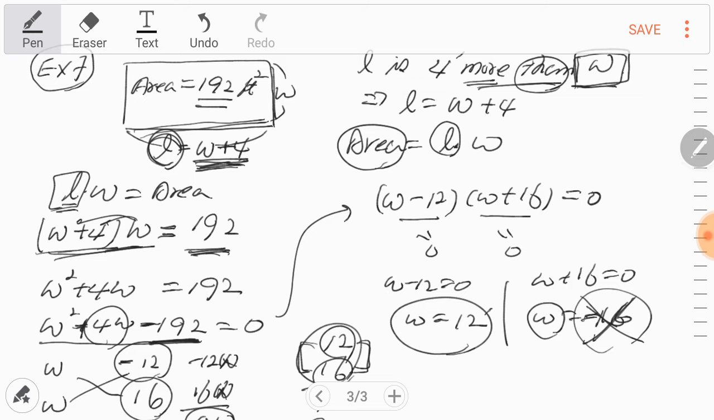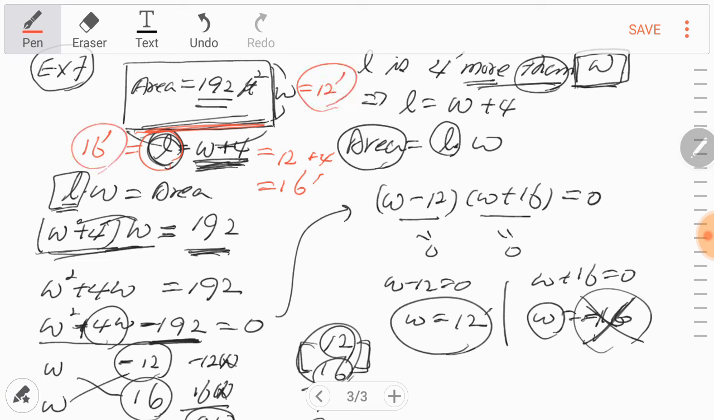Then the length is W plus 4. So W is 12, and then plus 4 is 16. So the length is 16 feet, and the width is 12 feet.